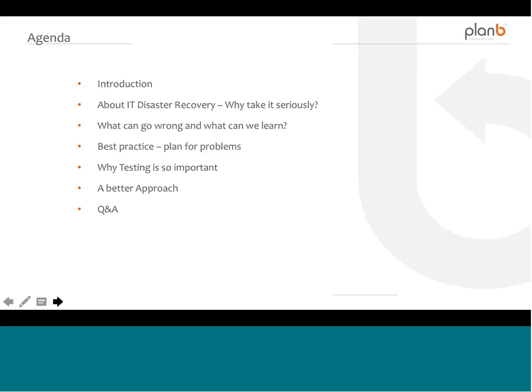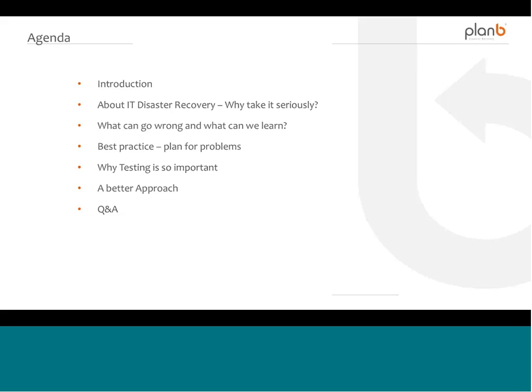Let's start immediately by looking at the agenda. We're going to first of all start with a quick introduction to Plan B, just so you understand our background and what our qualifications are for talking on this subject, and then look in a broad way at disasters in IT, and particularly look at that with regard to the insurance industry, why you should take it seriously, what its nature is, and what we can learn from that.